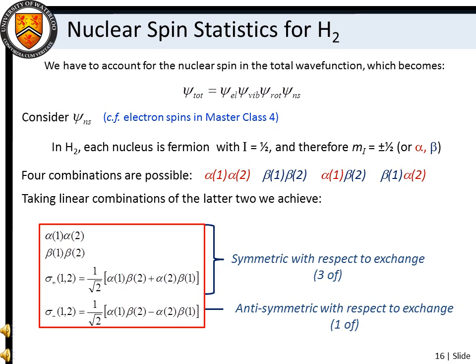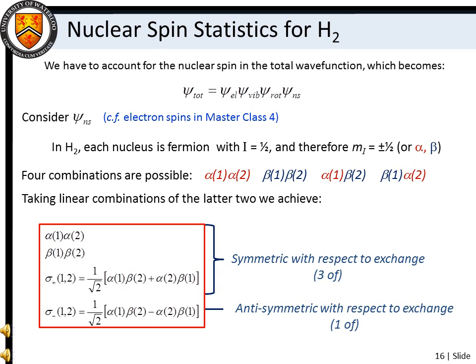Consider, for example, the nuclear spin wave functions for molecular hydrogen. The nucleus of each hydrogen atom is a single proton, so each nucleus is a fermion with I equals 1/2. The nuclear spin angular momenta can be aligned with or against an external magnetic field. We describe this alignment with the projection quantum number m sub I, which can take the values of positive or negative 1/2 for our hydrogen nuclei. These projections may also be referred to as alpha and beta spins, or as spin-up and spin-down nuclei.